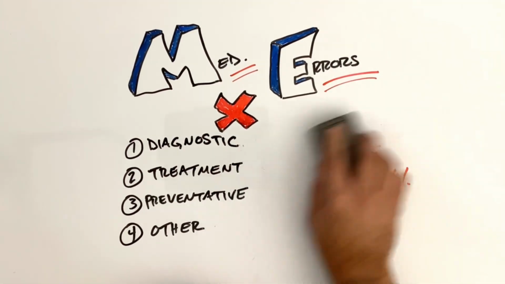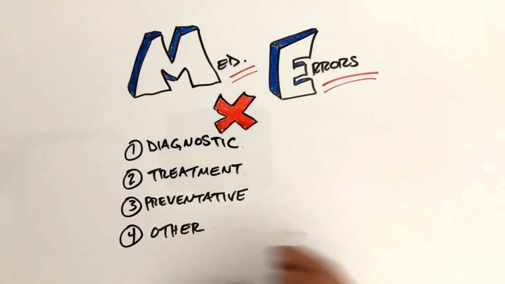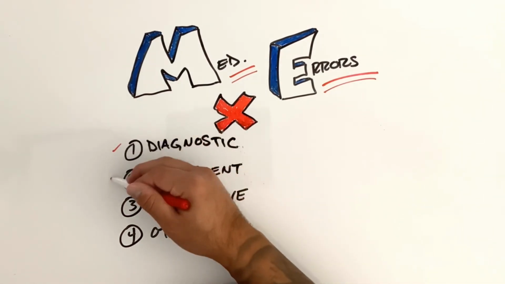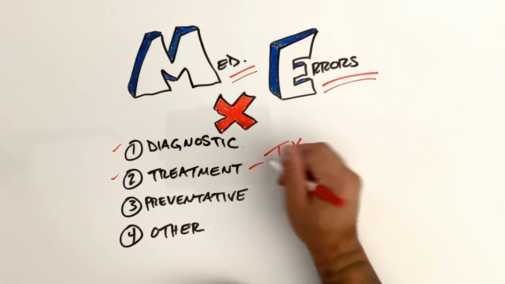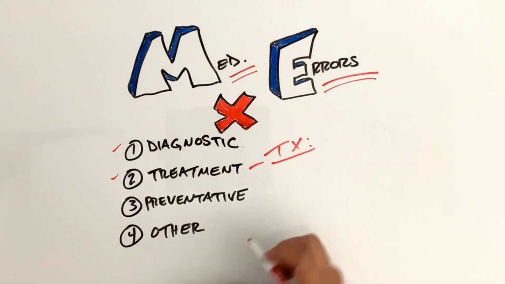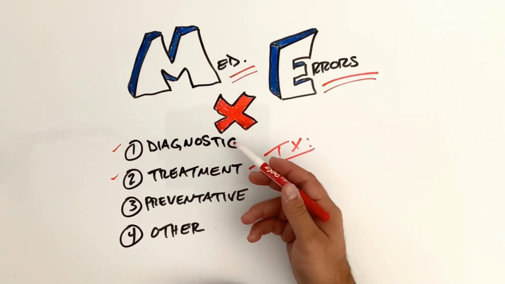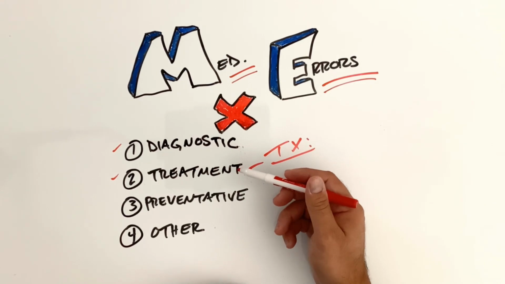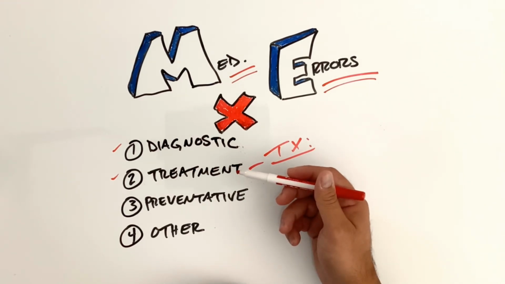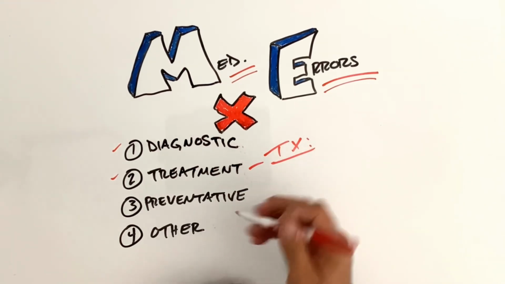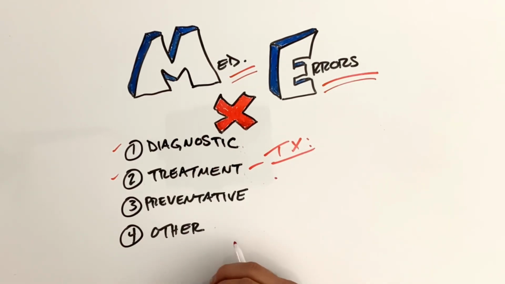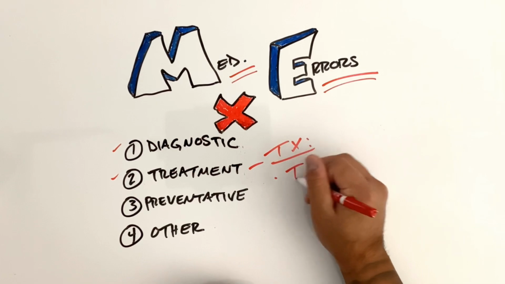Let's get right into treatment. So now that we've gone over diagnostics, let's talk about the treatment category. Treatment is now that we've done the diagnostic and we've evaluated our patient, now we're going to provide some sort of treatment, whether it be administration of a medication or an intervention. So number 1 is going to be an error in the performance of an operation, procedure, or test.